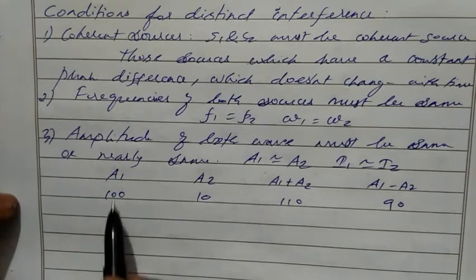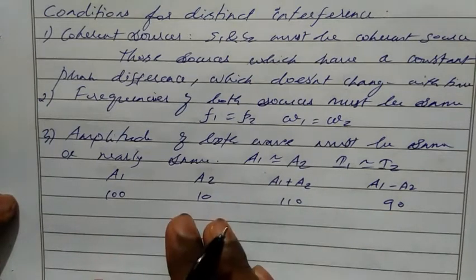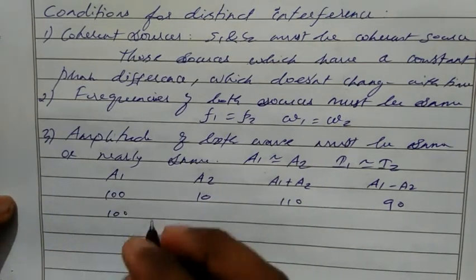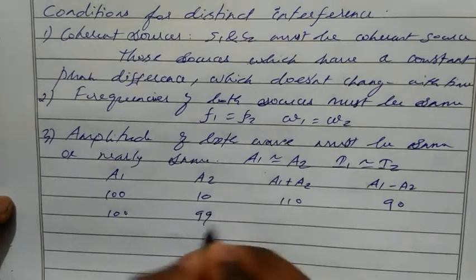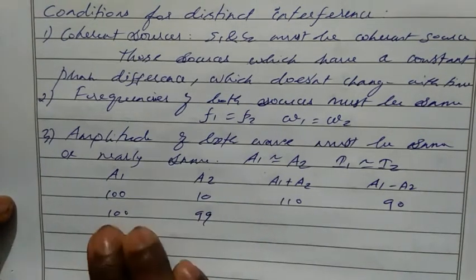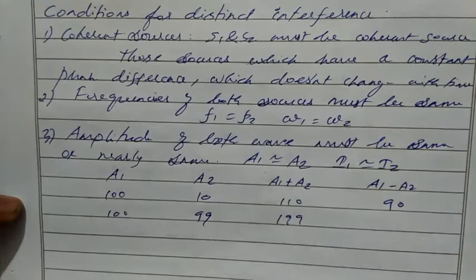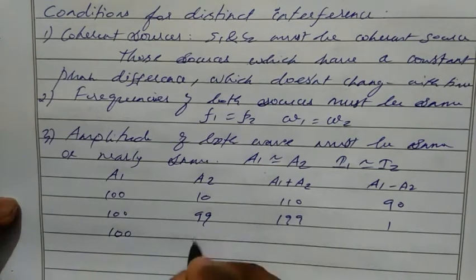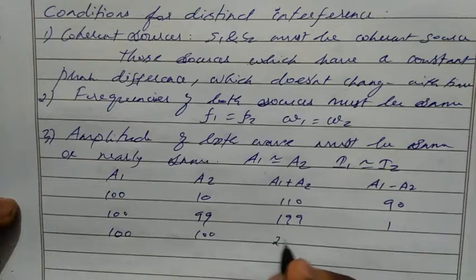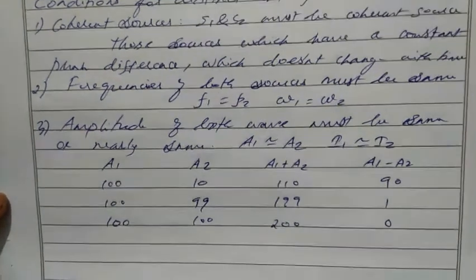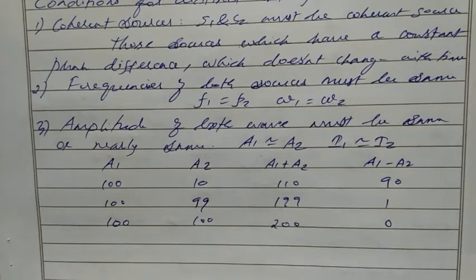Okay, so let's take another example. I take A1 as 100 and A2 as nearly 100, that is 99. So A1 and A2 are more or less the same, and the total amplitude will be 199. The destructive value will be 1. This is another example. Then I can take another value, 100 here and also 100 here. So 100 plus 100 is 200, and here 0. So among the three conditions, two values are correct and one value is wrong. Can you identify the wrong one? Which is wrong, which is correct?